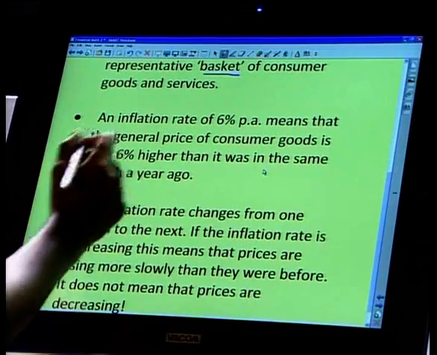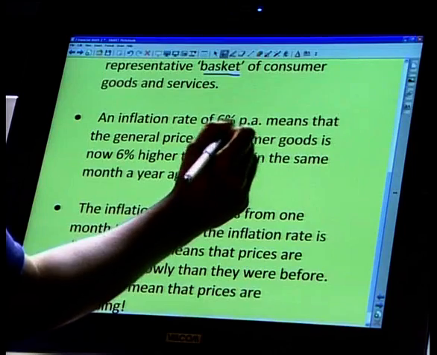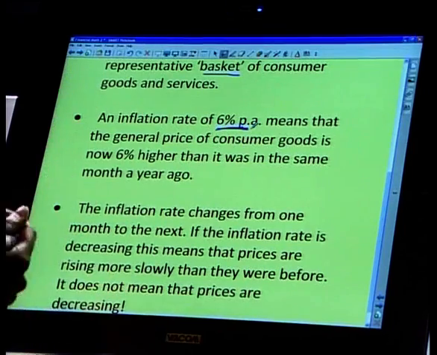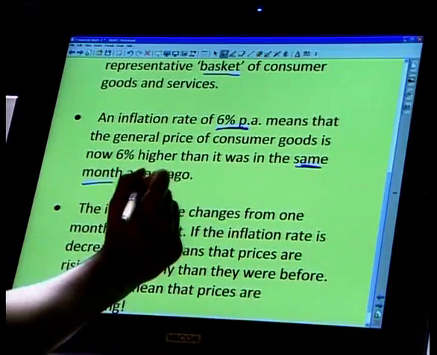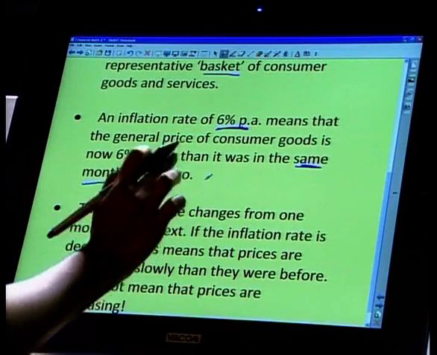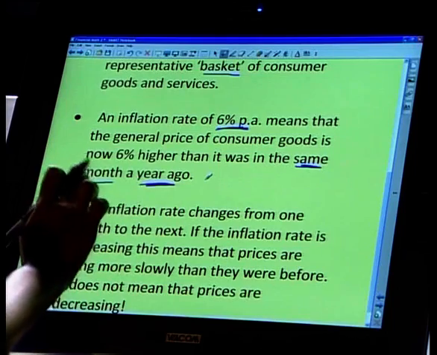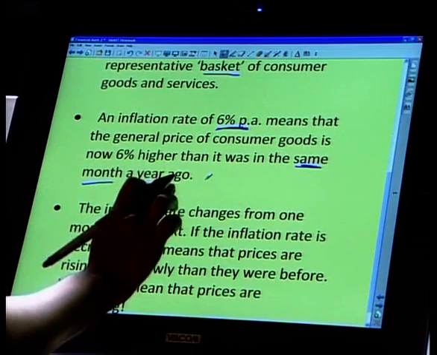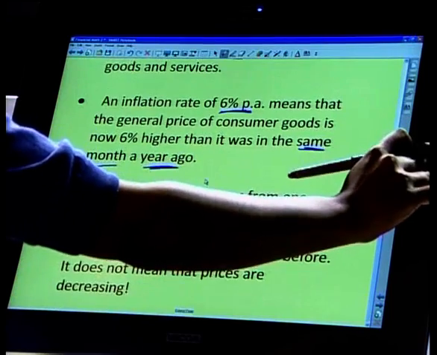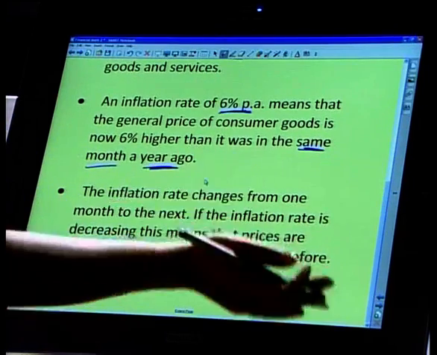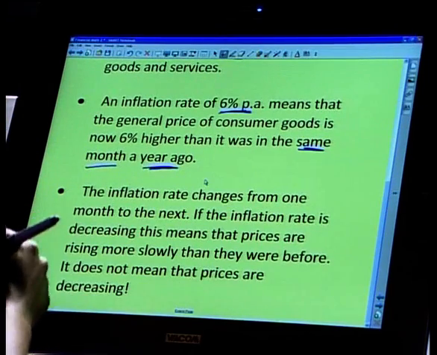If you hear that the inflation rate is 6% per annum, what that means is that the general price of consumer goods is now 6% more than it was in the same month a year ago. So we're measuring it and comparing it to the very same month a year ago, and we're saying, well, prices are now 6% more than they were a year ago the very same month.